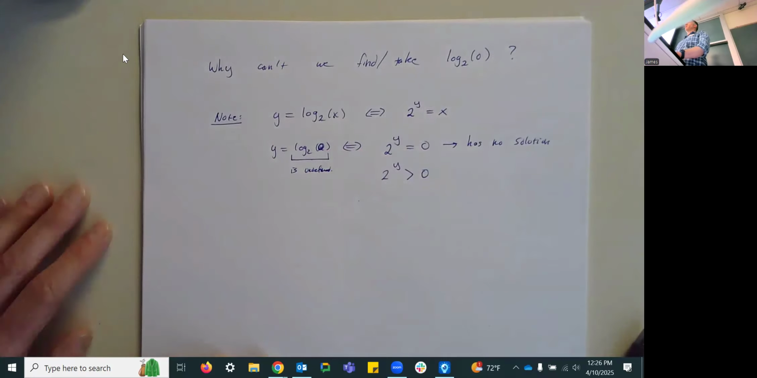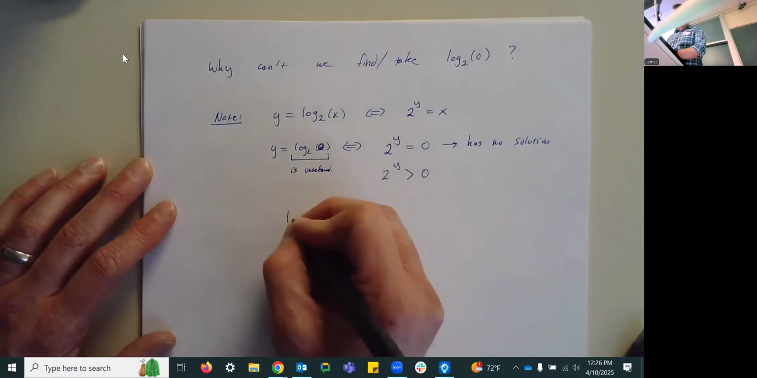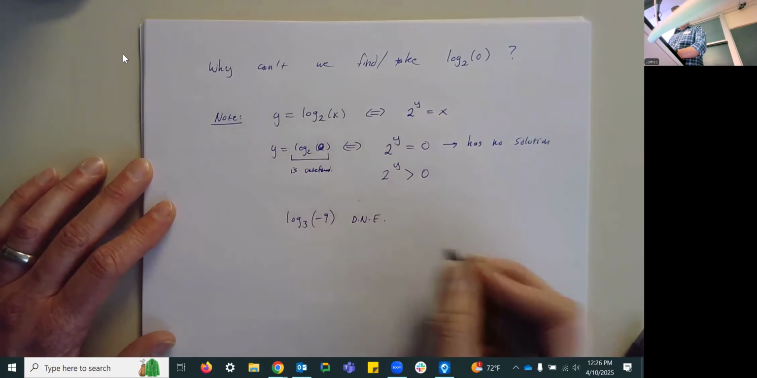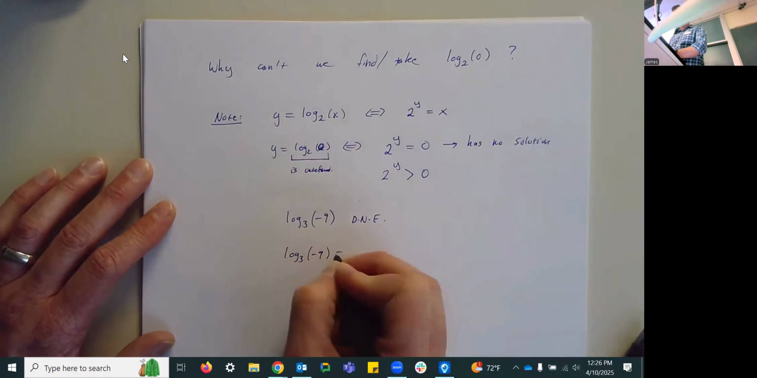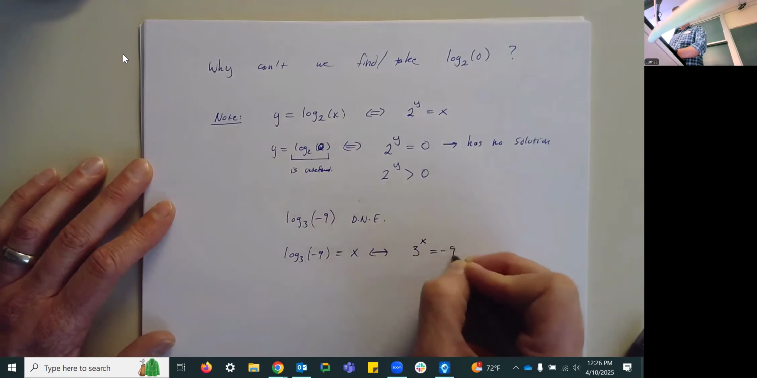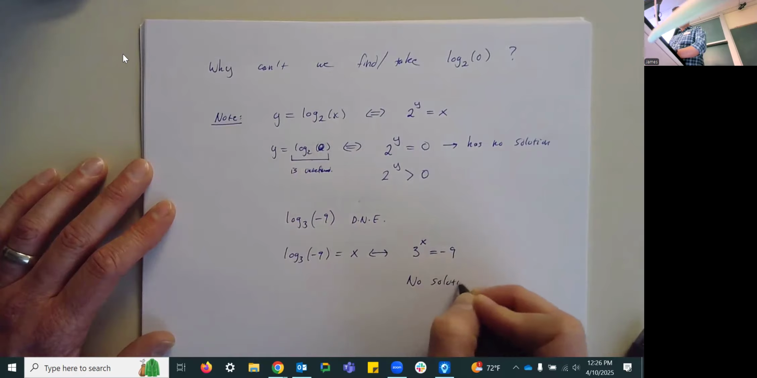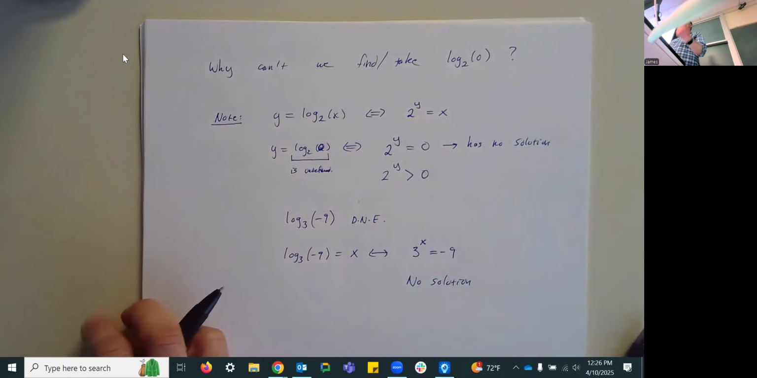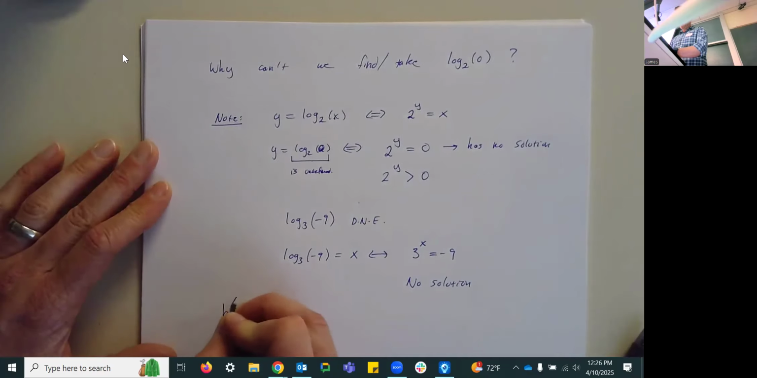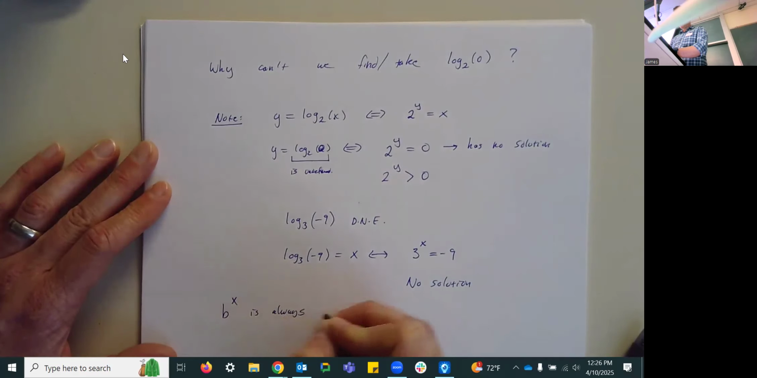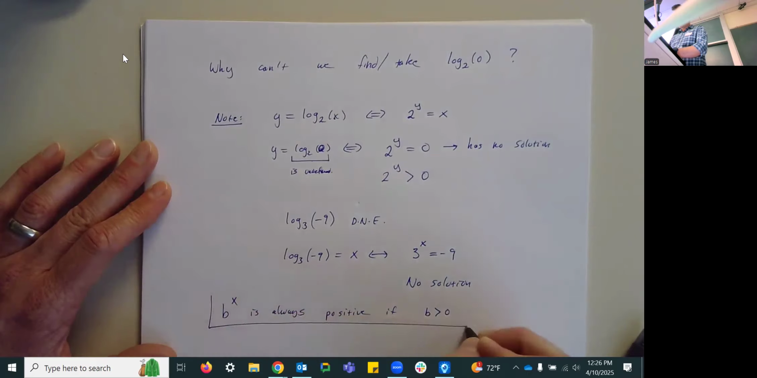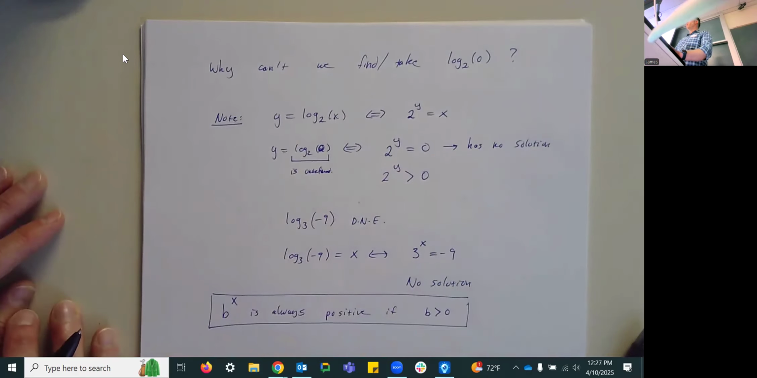And the same is true if we were trying to take the log of a negative number. For the same sort of reason, log base 3 of -9 doesn't exist. Because if you try to set log base 3 of -9 equal to some x, and then rewrite this as the base 3 raised to the power of x equal to -9, there's no solution there. Or as I like to say, a positive base to any power is always positive. So let me write that down. b to the x is always positive as long as b is positive itself. Always true. And we don't really deal with negative bases.